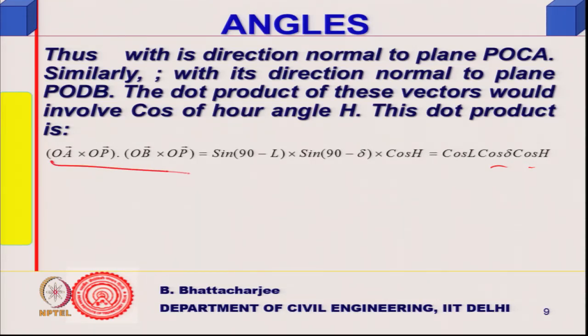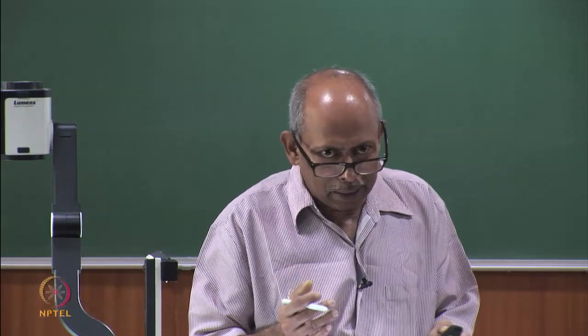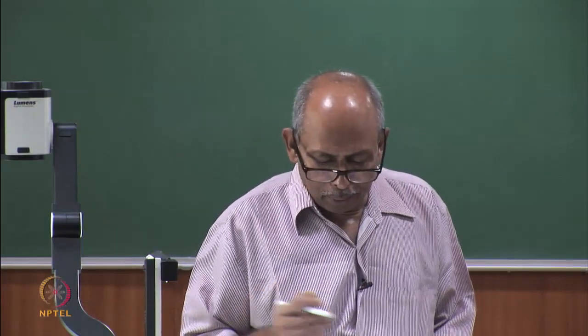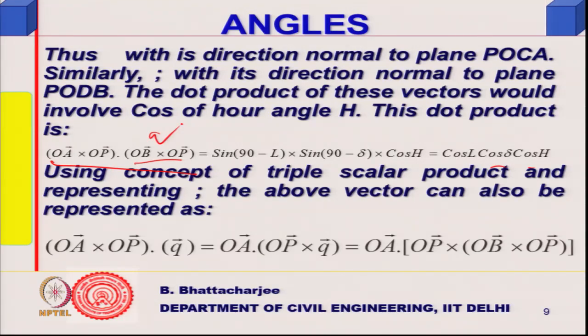Now, this one I can also find out in another way, taking what is called the triple scalar product, a principle in vector algebra. So, using the concept of triple scalar product, if I write this as a single vector q, I will write it like this. So, I am writing this dot q, this is a cross and this is a dot. So, when you combine, this is called scalar product.